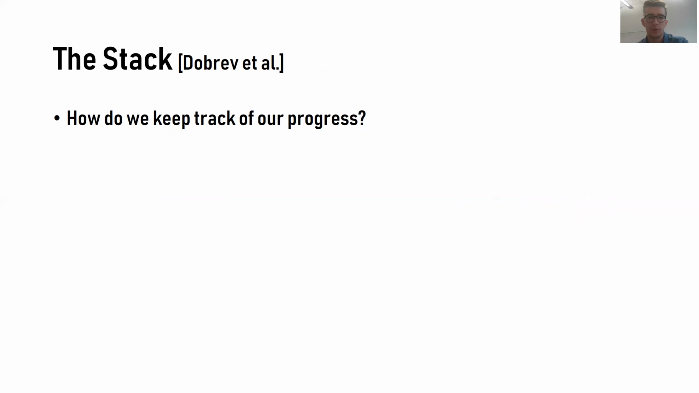Okay, so one thing that Dobrev et al. introduced was the notion of a stack. What does this mean? Well, this is basically just saying that we encode some information in the distance between 2 agents.